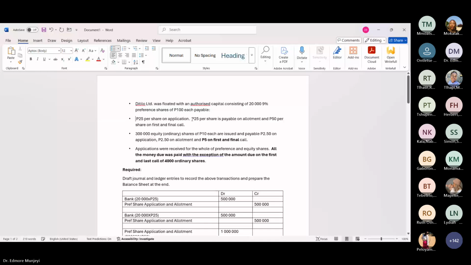So is there a portion where we close the account? Where we are going to close the account? Yes, we will be going there. We haven't gotten there yet.